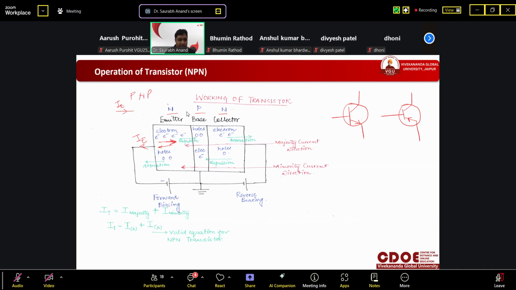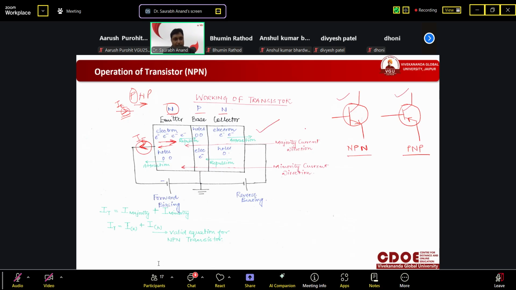Why? Because here is N, here it is P. So P means holes will be repelled in this direction, and the direction of current is in the direction of holes. So if holes are moving in this direction, then current will also be in this direction. So you can see this direction is outside the transistor, and this is inside. So this one is outside, so it is NPN, and this is inside, so it is PNP, right?